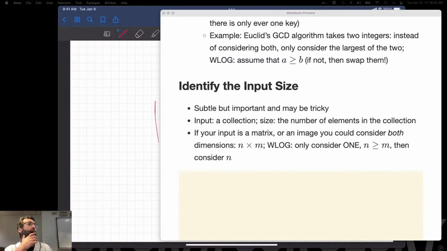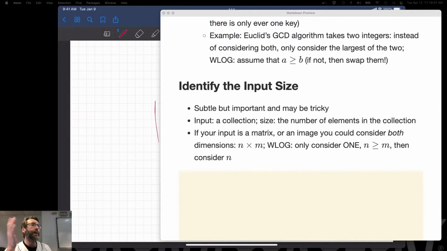Why? Because if you've got a rectangular image, you can go ahead and pad it out with a bunch of useless pixels at the top to make it a perfect square. And now it's n by n. Now, do you consider n squared to be your input or n to be your input? Either or. You're going to get the same basic analysis. So keep it simple with one number, n.